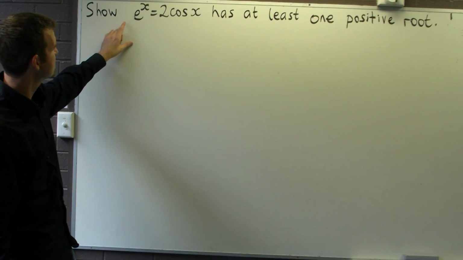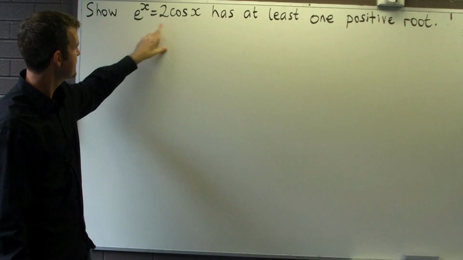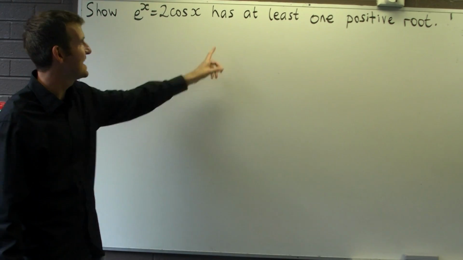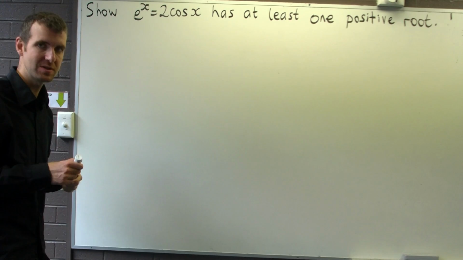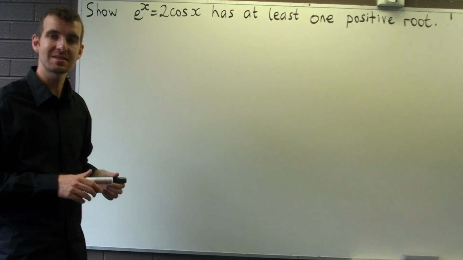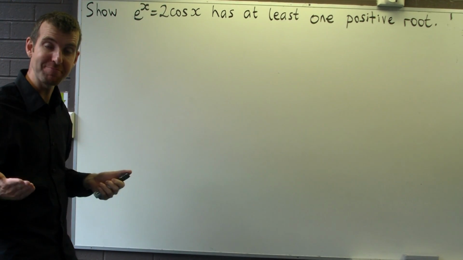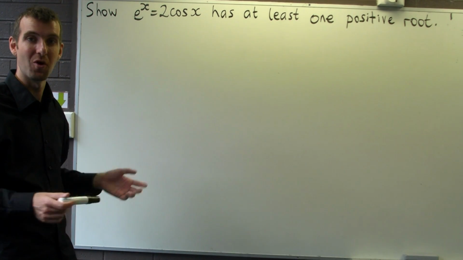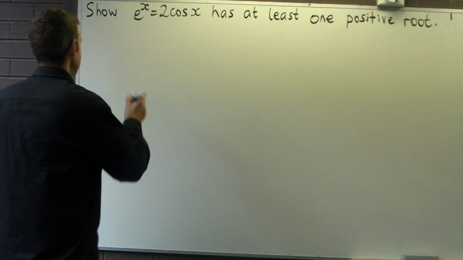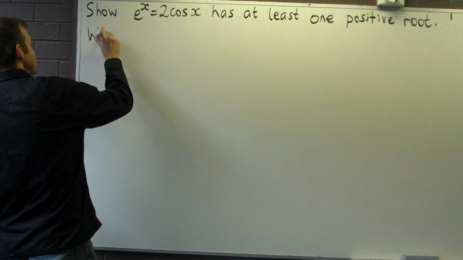So here we are asked to show that this particular equation has at least one positive root. How do we do it? Well, basically this example involves an application of the intermediate value theorem, or IVT for short. So that's the basic method here.